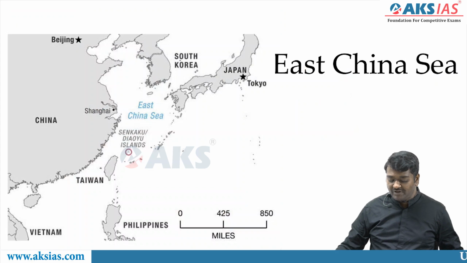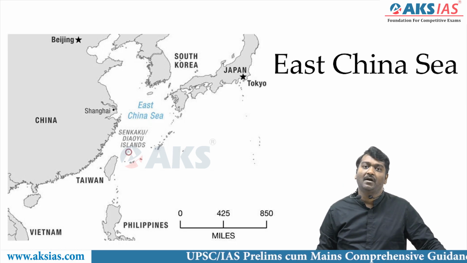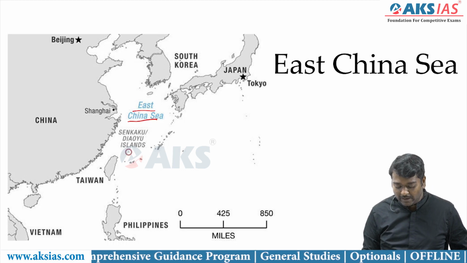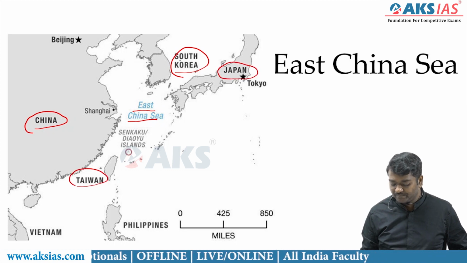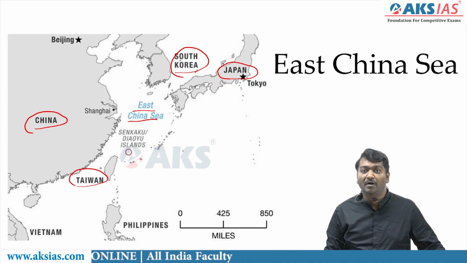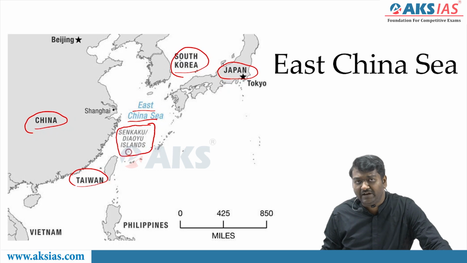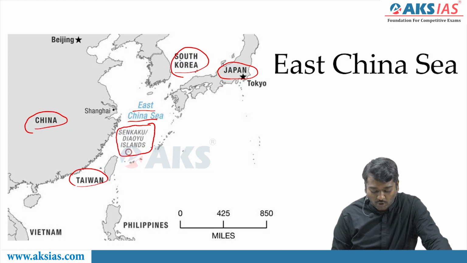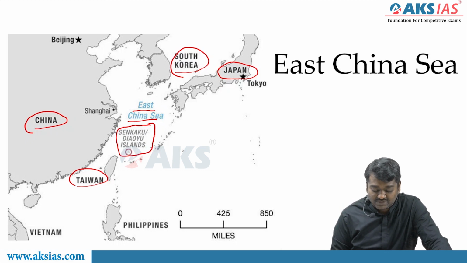Then if we observe the next important area, that is the East China Sea. China shares a border with the East China Sea, where along with China, South Korea, Taiwan and Japan also have borders. Now, there are some islands called Senkaku or Diaoyu Islands. These islands were actually Chinese. China was holding this. Japan defeated China and took these islands from China.